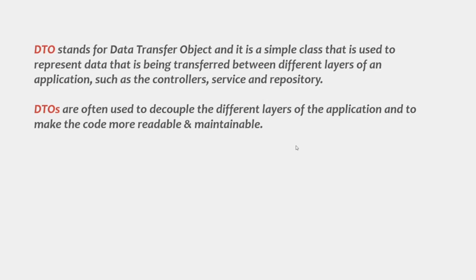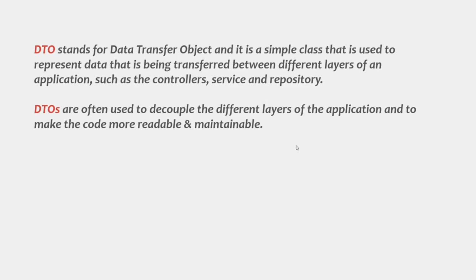In that class, we specify the properties which we want to receive for a given request, and on those properties, we also set different types of validations so that the data which we receive in the request body, we can validate using the DTO which we create.